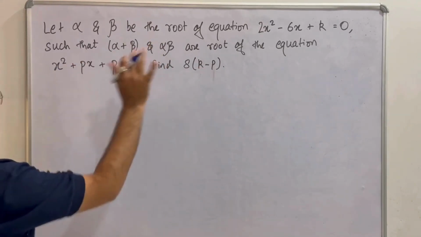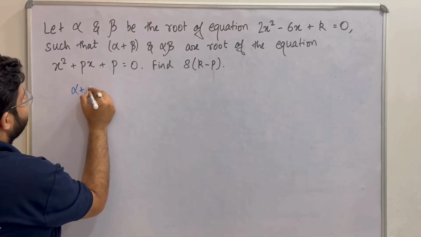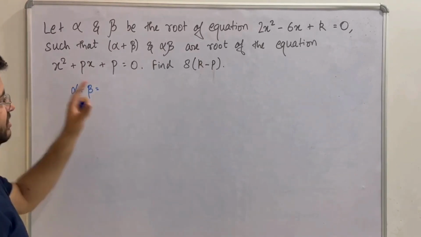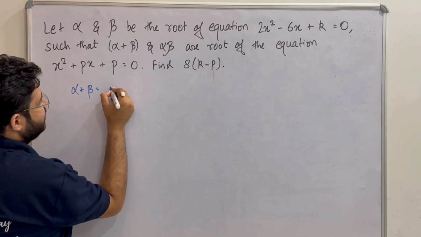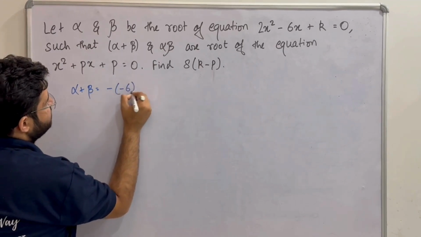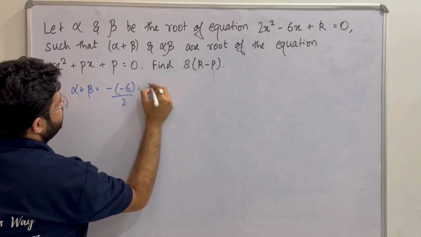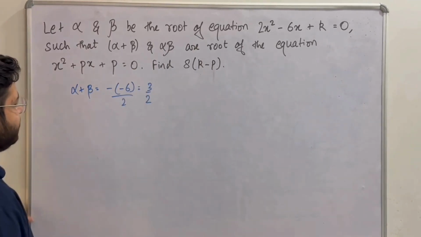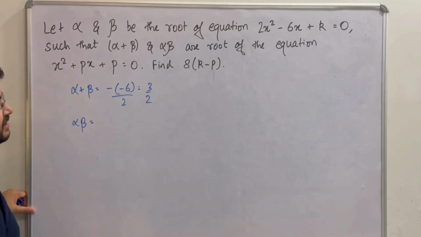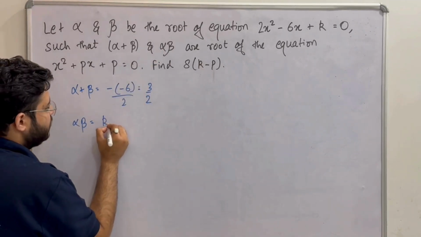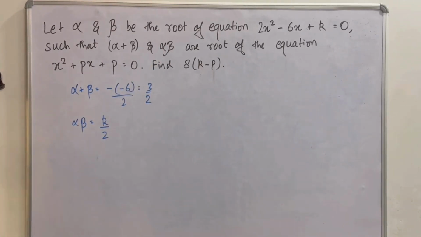Alright, so let us first identify what would be alpha plus beta. So alpha plus beta is what? This is the sum of roots. Sum of roots is given by minus b by a. Minus b by a in our terms is going to be minus of minus 6 by 2. That simply becomes 3. Correct? Then we have alpha beta. Alpha beta is c by a, which in our terms is going to be equal to k divided by 2. Right?